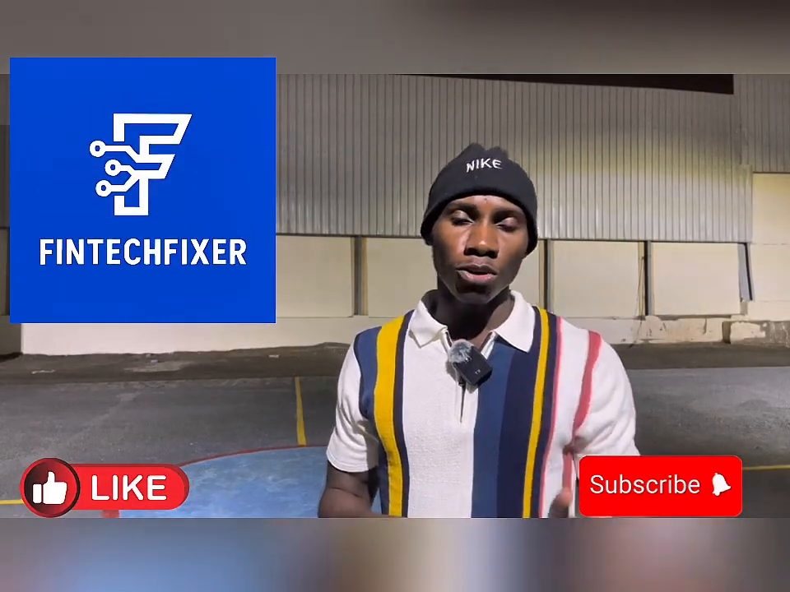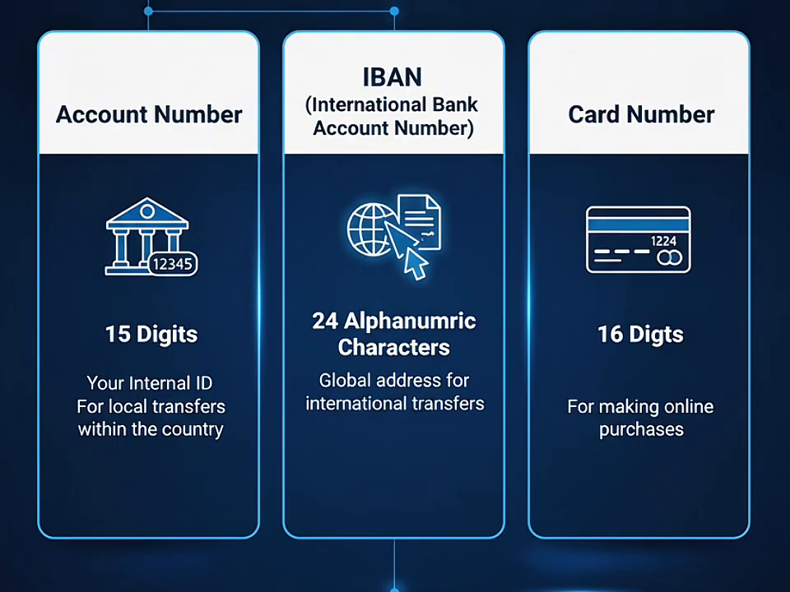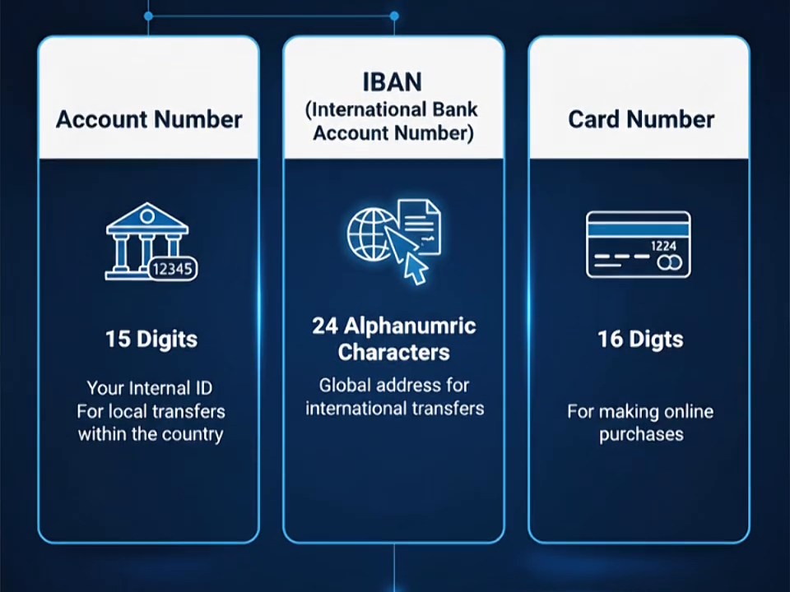So let's make a quick recap on what we have covered. We talked about the account number, which contains 15 digits, and this is your internal ID. It is normally used for local or domestic transfers. Then I also talked about the IBAN, which is your global address. It is used for international transfers and it contains 24 alphanumeric characters. Then finally, I talked about the card number, which contains only 16 digits, and this is used for making online purchases.